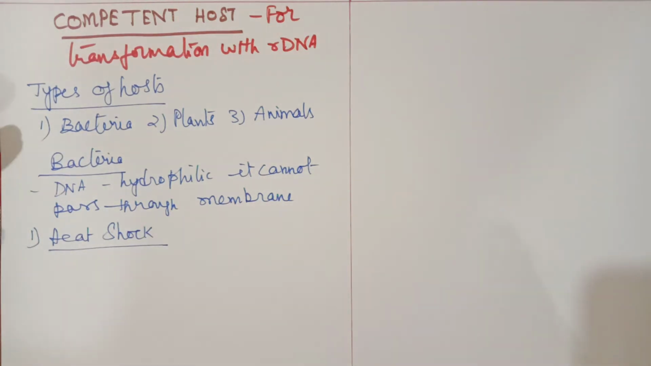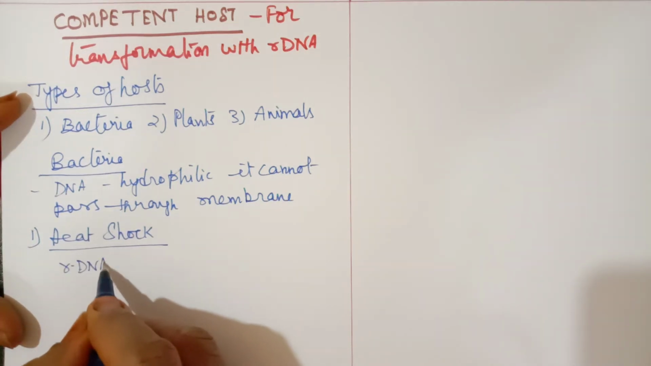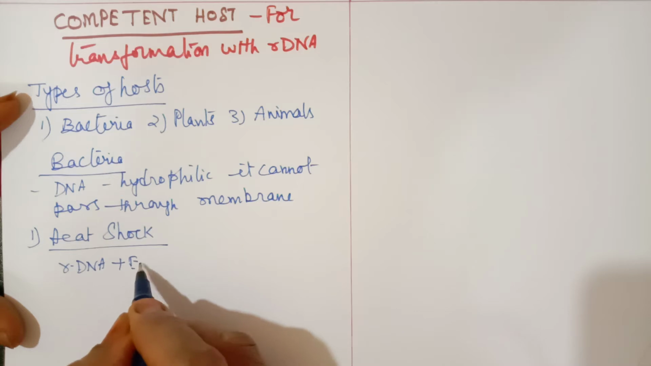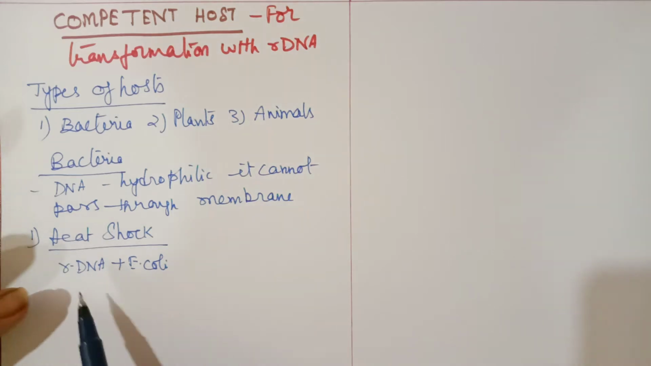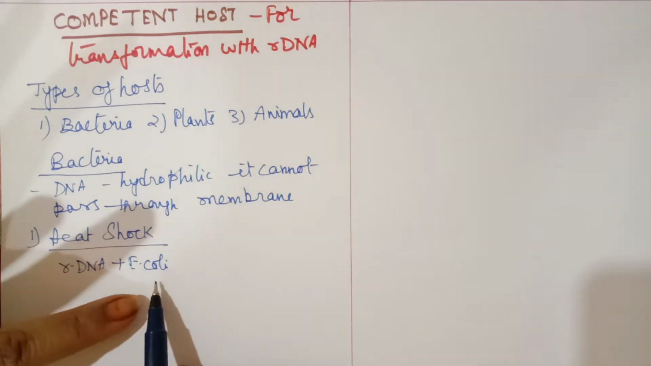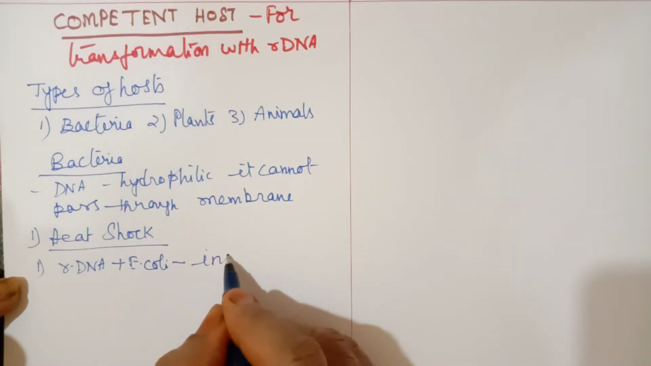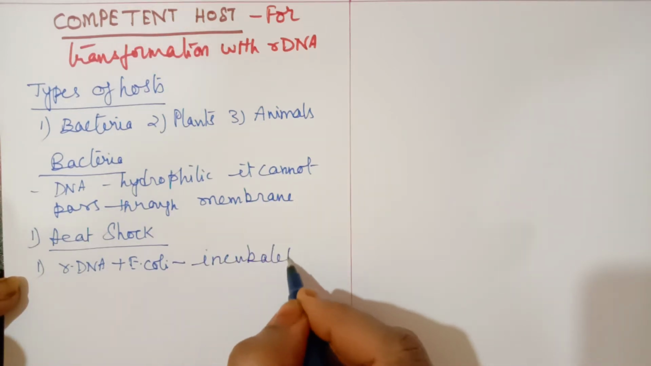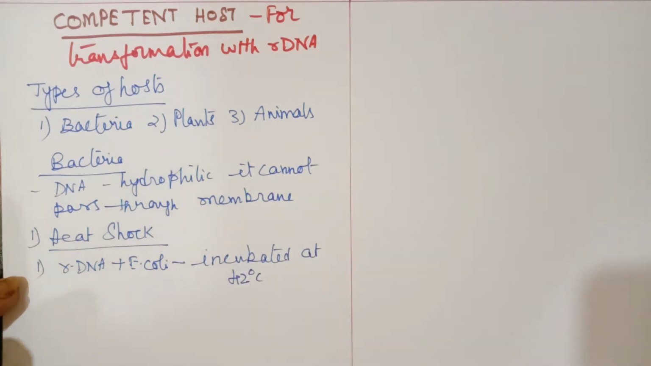So in the heat shock method, first the rDNA, recombinant DNA, and E. coli cells. You know the host cells here are E. coli. Recombinant DNA, I hope by now it is clear, consists of a foreign DNA plus plasmid DNA. This recombinant DNA, when mixed with host cells, is incubated in the first step at a temperature of 42 degrees centigrade.